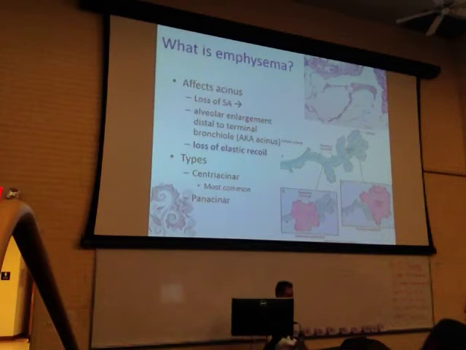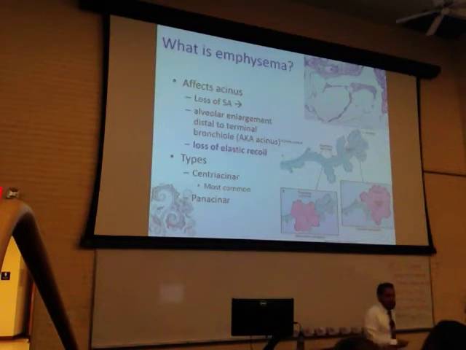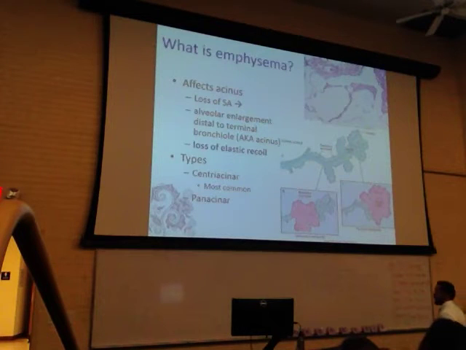And so you can appreciate in these cartoon drawings what's going on. We've got normal right here, and this should be very familiar from 202. And then we've got this centriacinar emphysema, which really affects, and this is the most common, the respiratory bronchioles. And we've got panacinar, which really affects the alveolus and the alveolar duct. And so you see how they kind of blow out, and you lose that surface area.